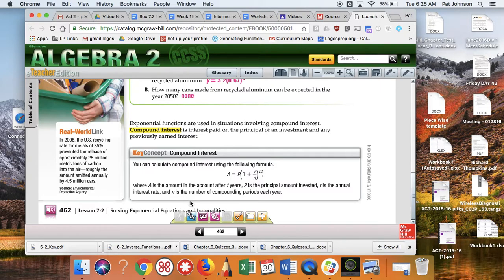So A is the amount in the account after T years. P is the principal amount that you've invested. R is the annual interest rate. And N is the number of compounding periods.